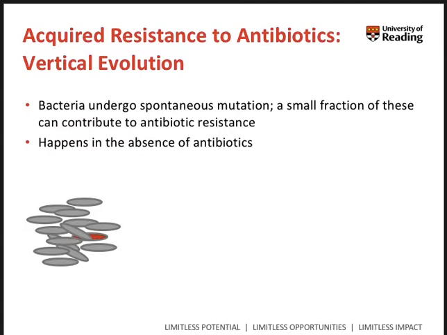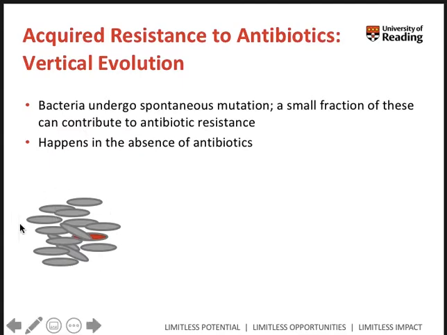Vertical evolution, as depicted on this slide, is where bacteria typically undergo spontaneous mutation. As they're replicating, every now and then they undergo spontaneous mutations. A small fraction of those spontaneous mutations can contribute to antibiotic resistance. So this is a normal phenomenon. It happens in the absence of antibiotics.